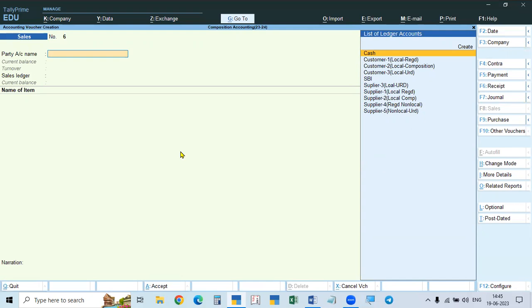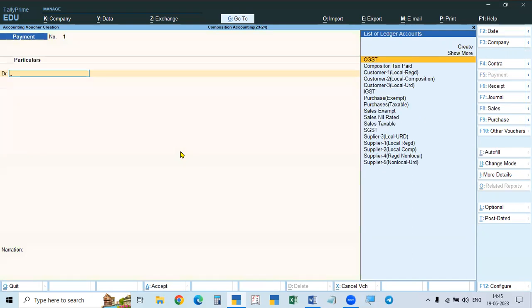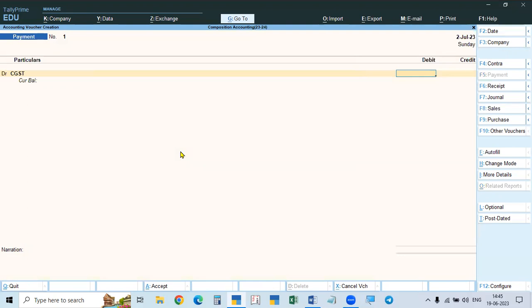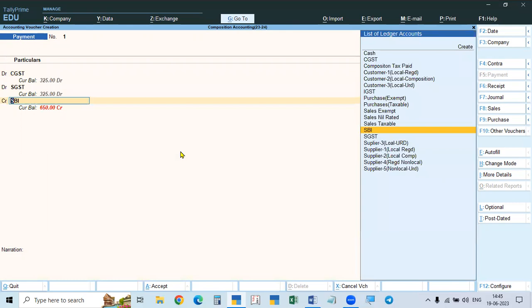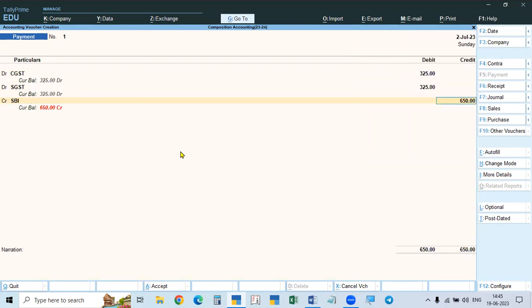Generally the voucher you take is the payment voucher. That is F5. F5 is the payment voucher. Simply CGST, that is the amount. 650 means 325, so 325 CGST. It will come to credit again, we make it debit. Debit CGST 325. Generally you can pay cash for small amounts, but in the case of taxes and all these things you have to pay through bank only. So through State Bank of India, 650. Like this you can make the entry.